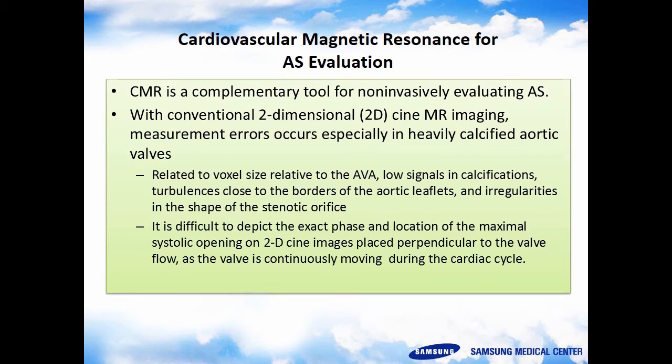With conventional two-dimensional Cine MR imaging, measurement errors occur, especially in heavily calcified aortic valves, related to voxel size relative to the AVA, low signals in calcifications, turbulences close to the borders of the aortic leaflets, and irregularities in the shape of the stenotic orifice. And it is difficult to depict the exact phase and location of the maximal systolic opening on two-dimensional Cine images placed perpendicular to the valve flow, as the valve is continuously moving during the cardiac cycle.